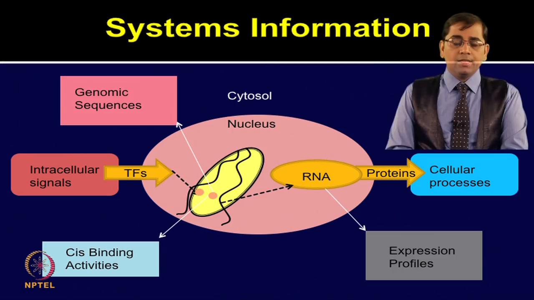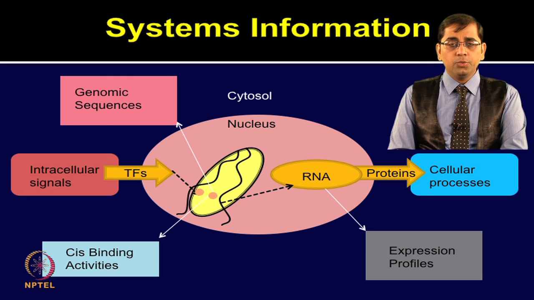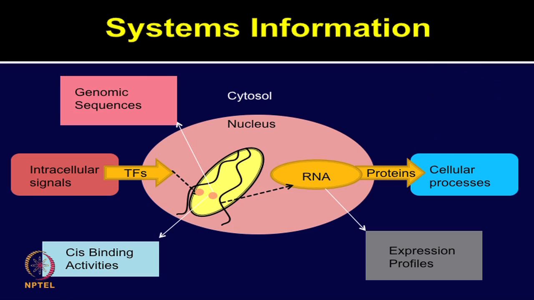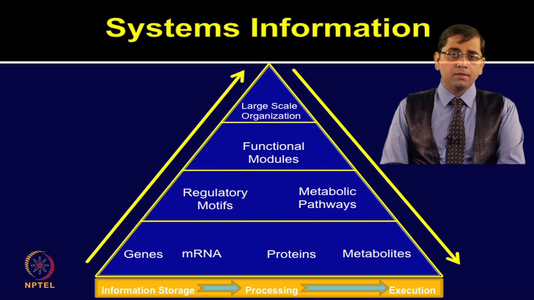Even simpler systems such as a cell can be linked with various properties: its genome sequences of different molecules, intracellular signals, transcription factors, different types of cis binding activities, the expression profiling of RNA and proteins, and different types of cellular processes. What is the systems biology triangle? First of all, the system's information is generated at various levels, as we have discussed, starting from genes to mRNA to proteins to metabolites, or even identifying regulatory motifs, metabolic pathways, functional modules and different large scale organizations.